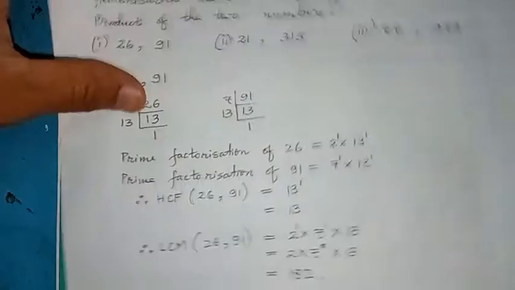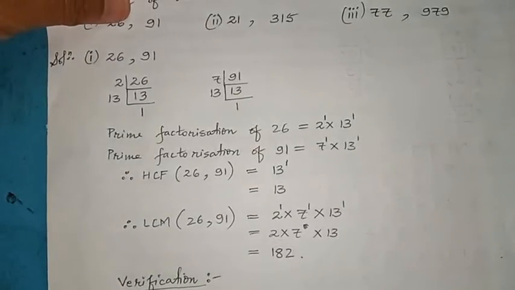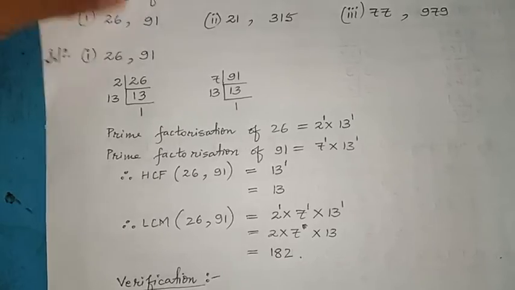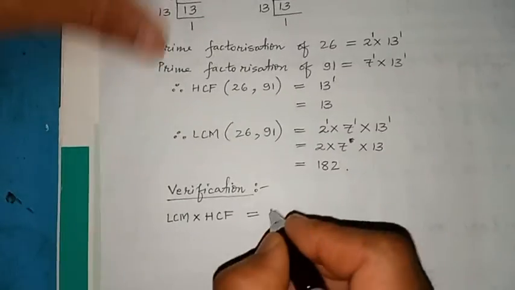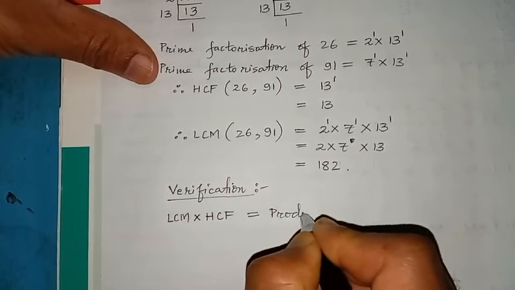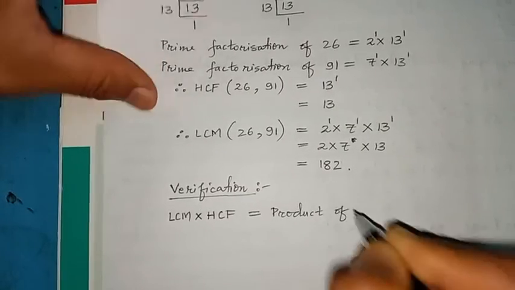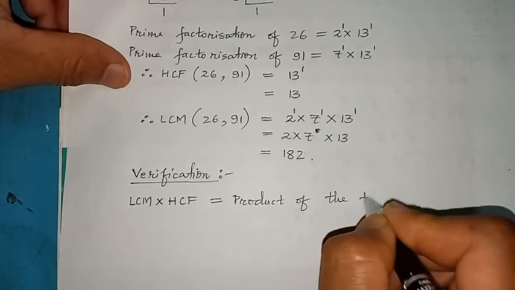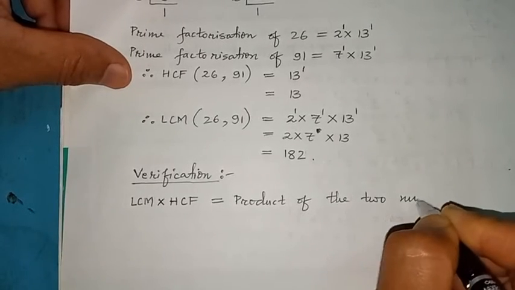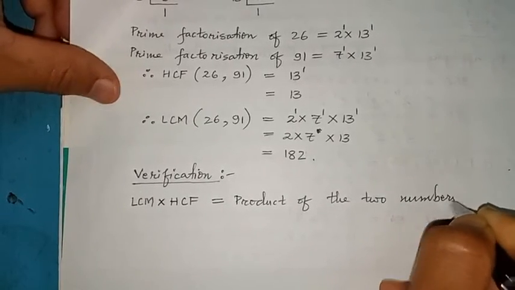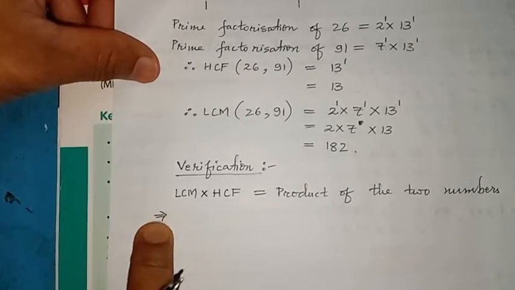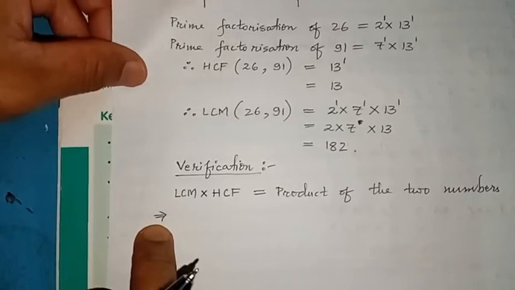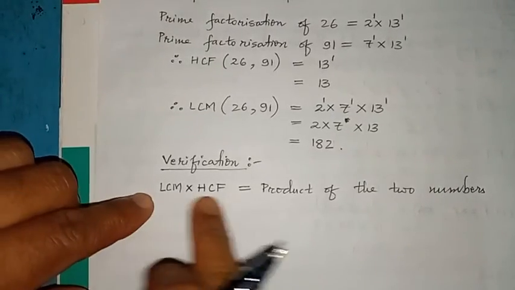LCM into HCF should be equal to the product of the two numbers. So let us verify. This implies, because equal is already here. This means, now just put all the values here.